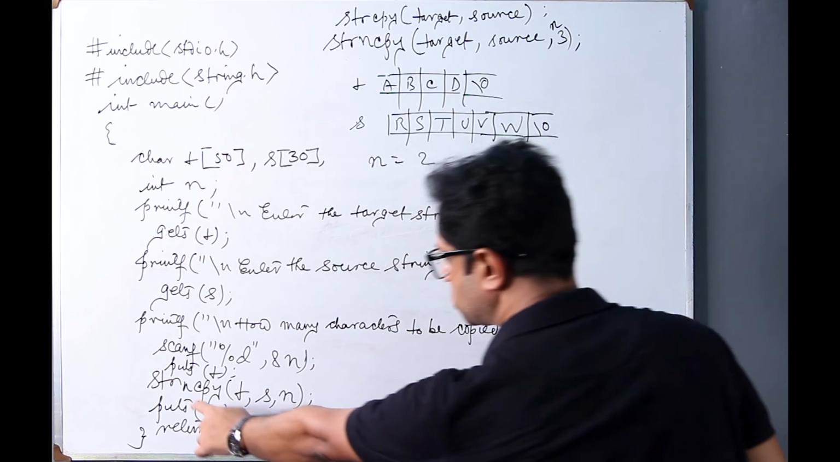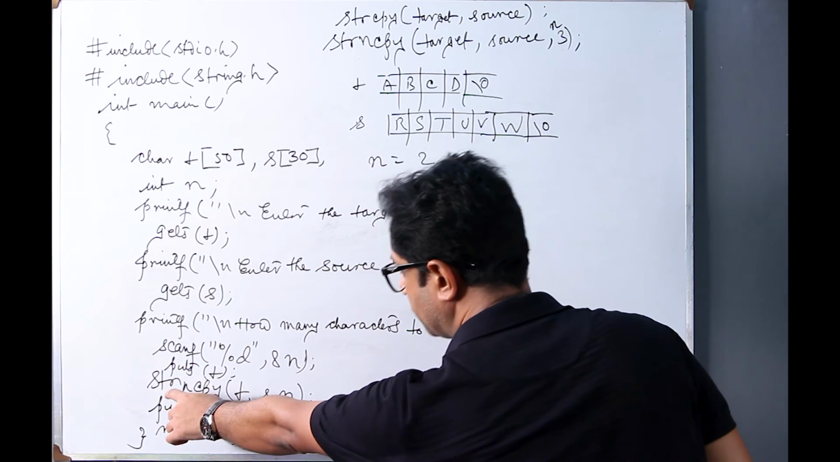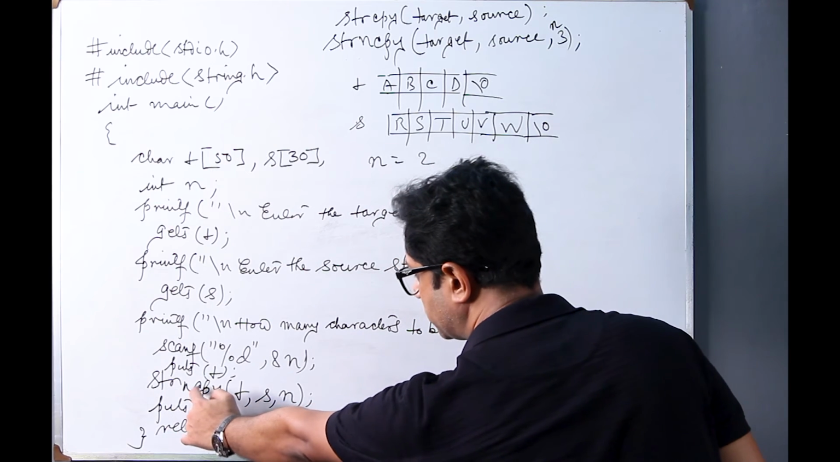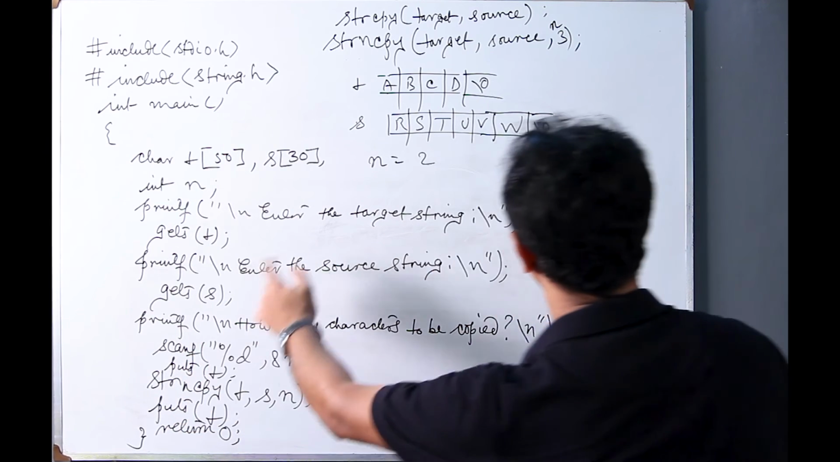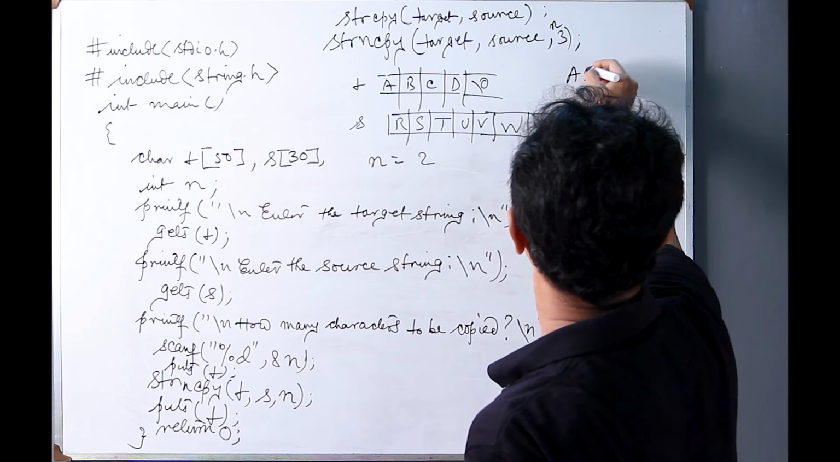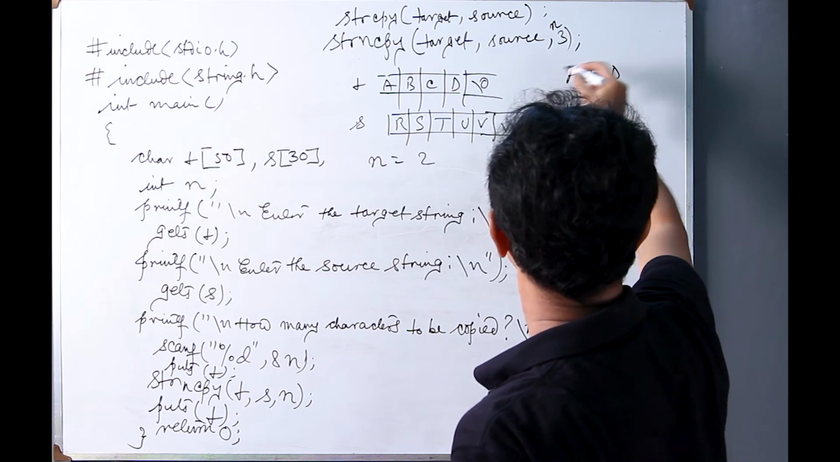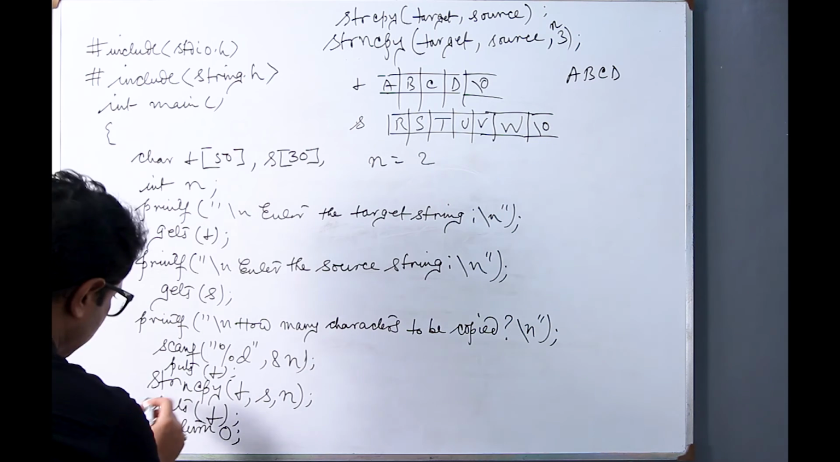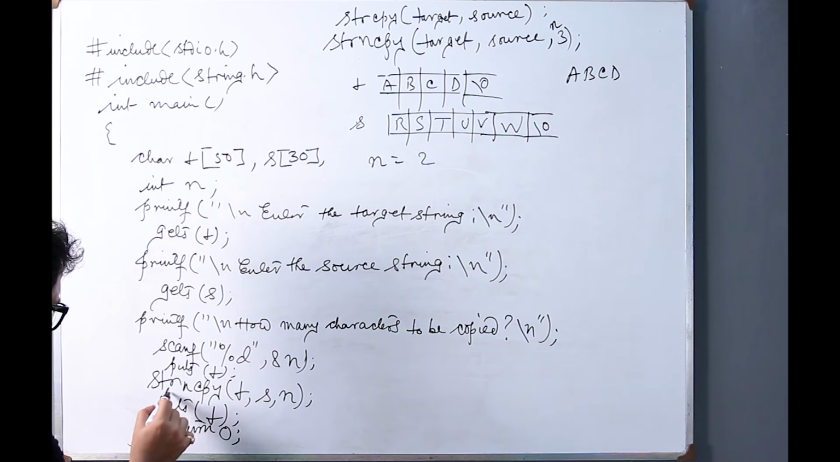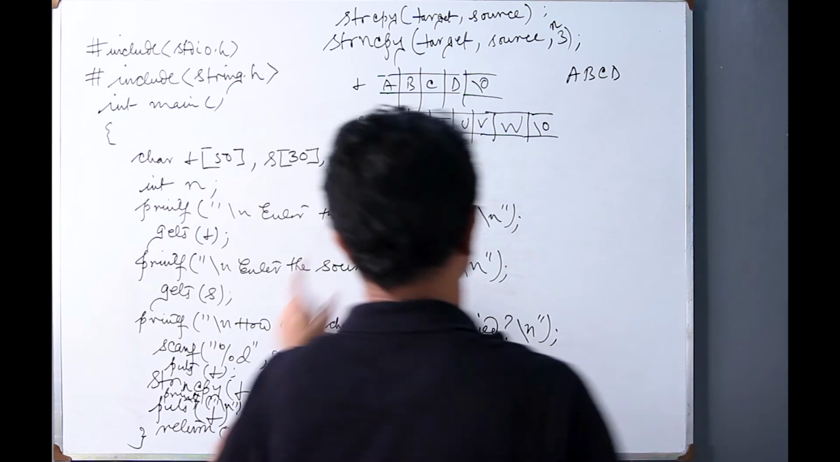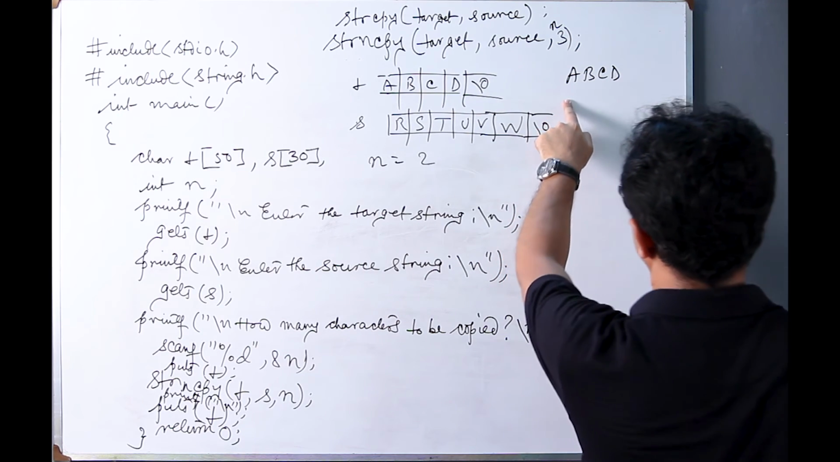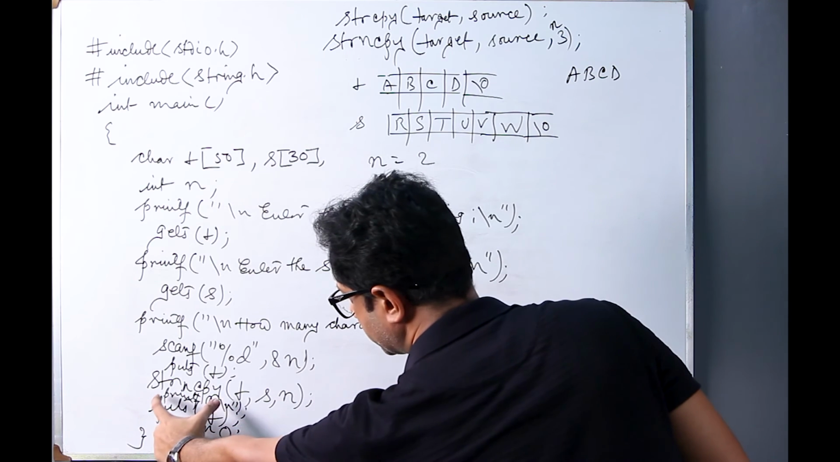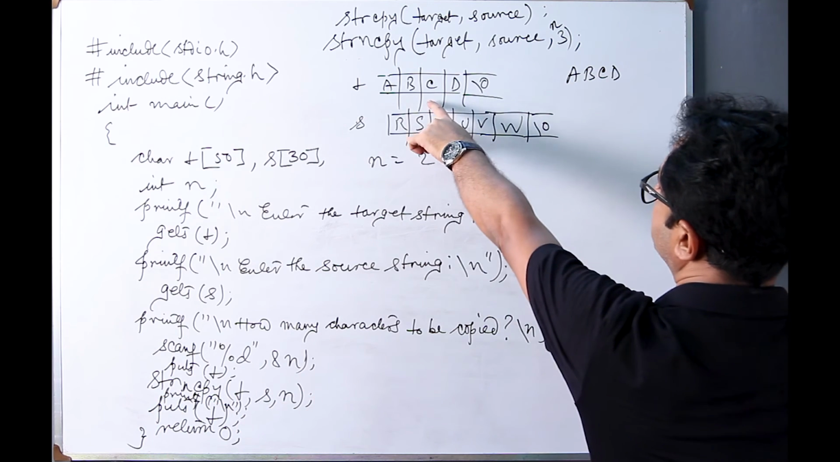Then what will this function do? This puts will print, before calling this strncpy function, the output of what? The output will be ABCD. This is the first line of output, and after that we can just put a new line over here, printf new line, so that we get the output in the next line. So the new line starts from here, and then we call this function strncpy, which changes this target string to what?